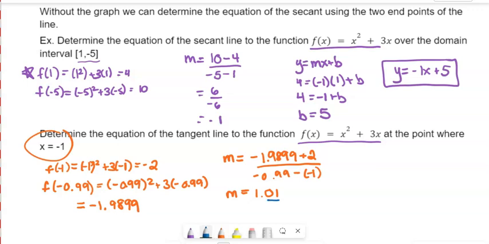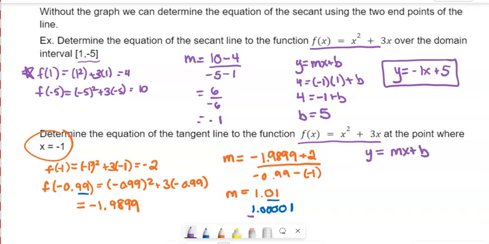This inaccuracy here is because I only used 2 decimal places here. So if you used more decimal places, you might get a value of like 1.0001, and you'll see that the slope of the tangent at x equals -1 is approaching 1. So we're going to assume that it is just 1, and then we're going to just find the equation of the tangent using the formula of the line.